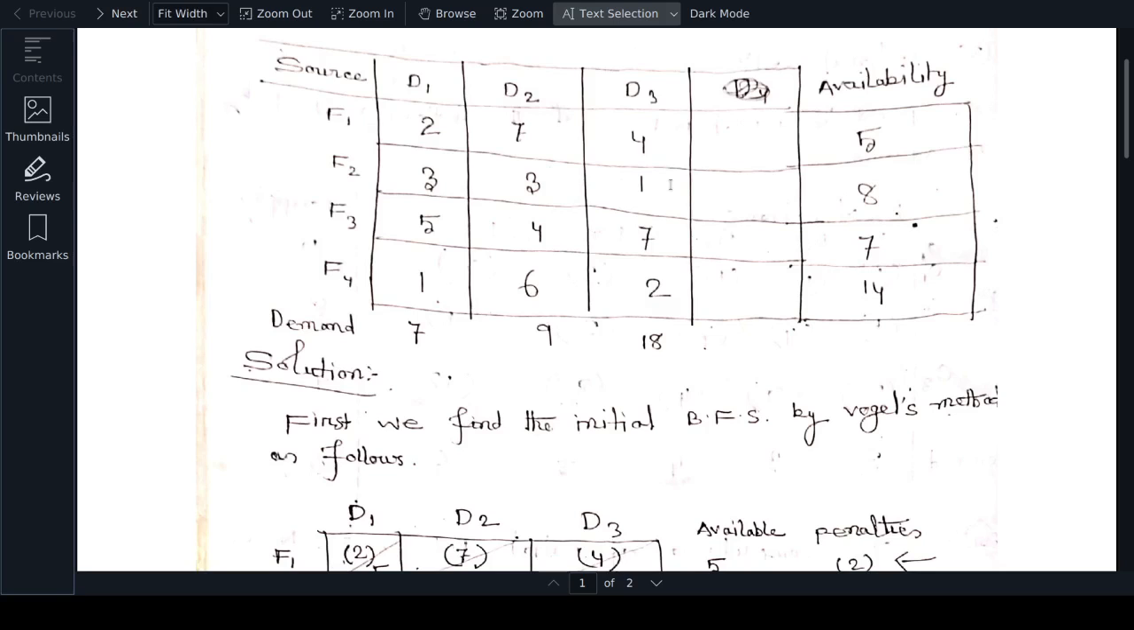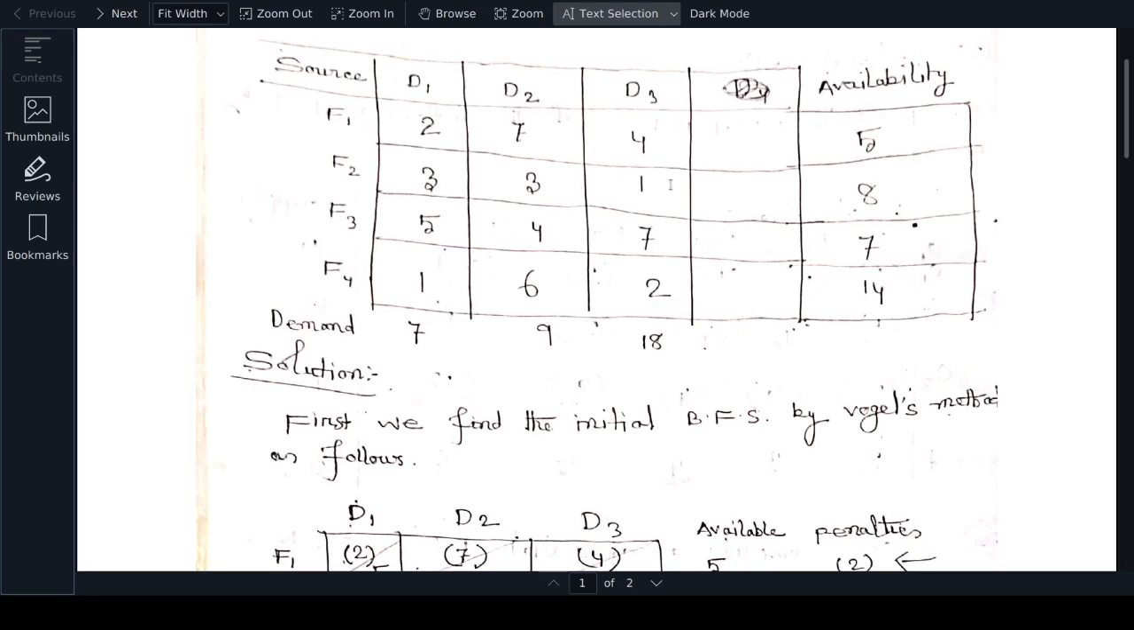Next you see the demands are 7, then 9, then 18. So 7 plus 9 is 16, plus 18 is 34. So you see, are the sum of the demand and the sum of the availability equal or not? If these are equal, then this is called balanced. If these are not equal, then these are called an unbalanced transportation problem. So always we make it balanced.